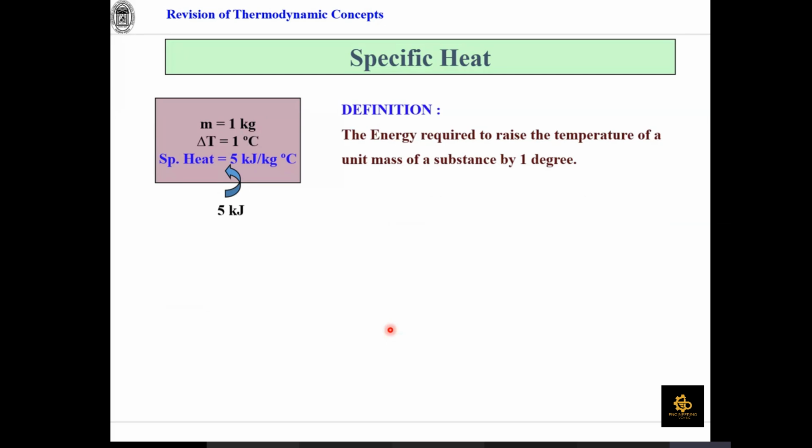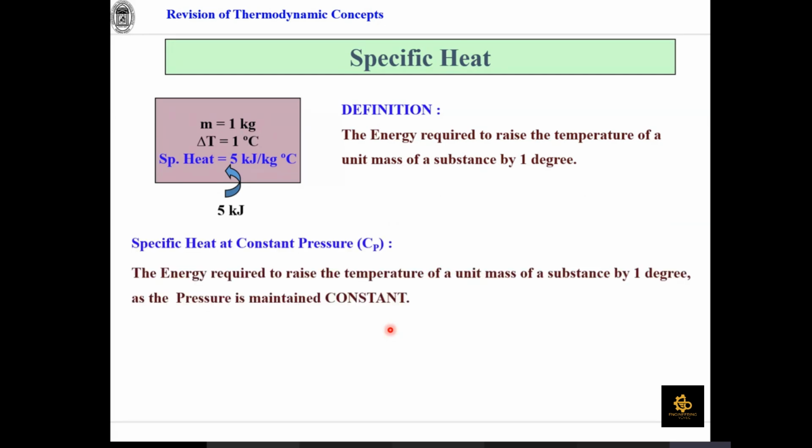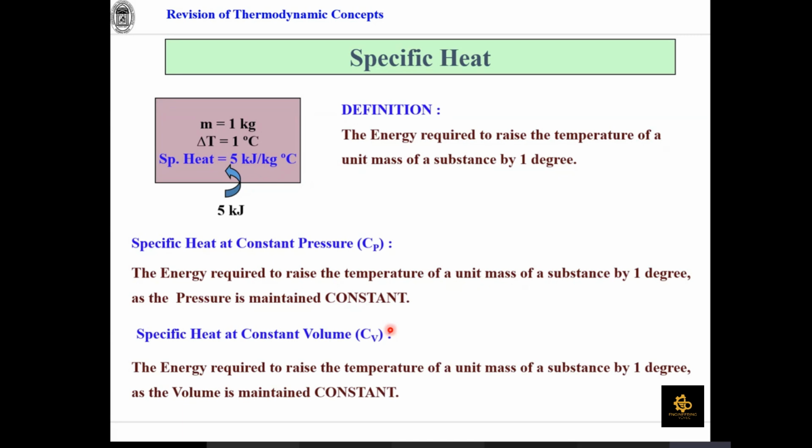Then there is specific heat at constant pressure, CP. You can commonly see CP and CV in this course. CP is the energy required to raise the temperature of a unit mass of a substance by 1 degree as the pressure is maintained constant. If pressure is constant, it is called specific heat at constant pressure. Then specific heat at constant volume, CV, is the energy required to raise the temperature of a unit mass of a substance by 1 degree as the volume is maintained constant. So CV applies when the volume is constant. Now you have better knowledge about CP and CV as well.